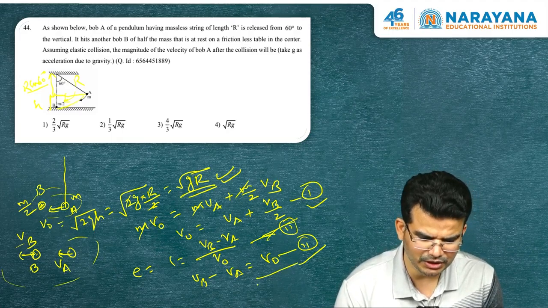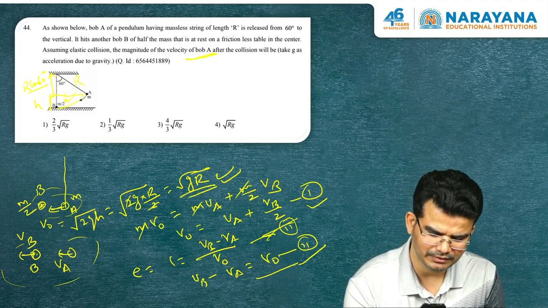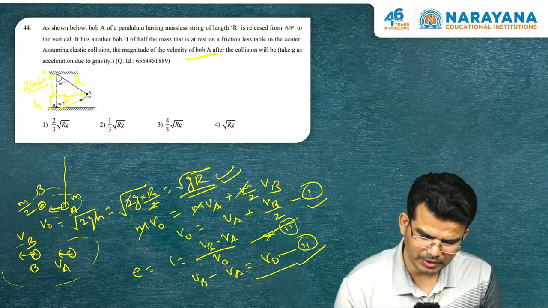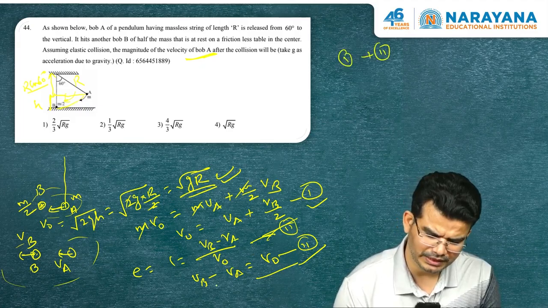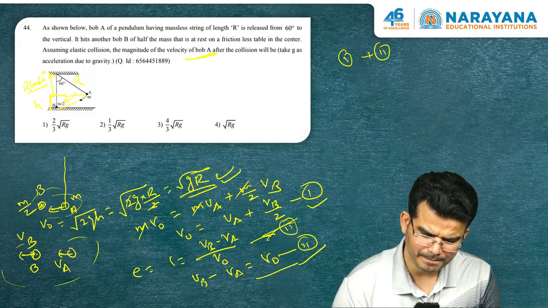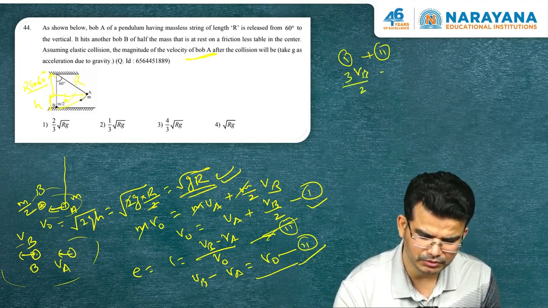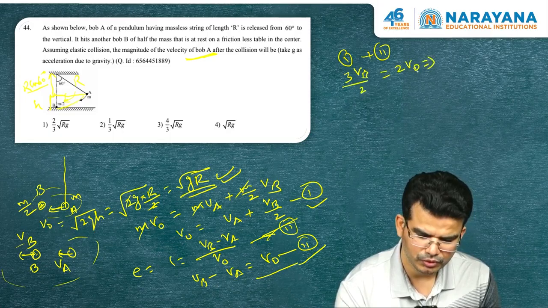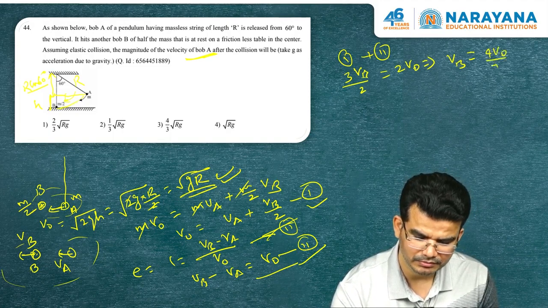What they are asking, V A or V B? Just check. I think they are asking V A. So, just solve this. For example, if you add these two equations, V A gets cancelled out, and first plus second gives you 3 V B by 2 equal to 2 V naught. So, V B equal to how much? 4 V naught by 3.